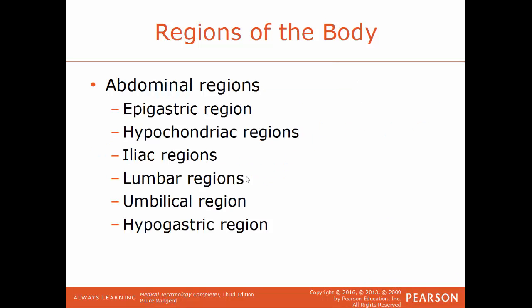The abdominal regions, you can think of this as cutting your abdomen into a tic-tac-toe pattern, where you have 9 squares, a top row, middle row, and a bottom row. You have the epigastric region, hypochondriac regions, left and right, and the iliac regions, right and left, lumbar regions, right and left, the umbilical region, which would be where your belly button is. That would be the center square in our tic-tac-toe pattern, and then also the hypogastric region.